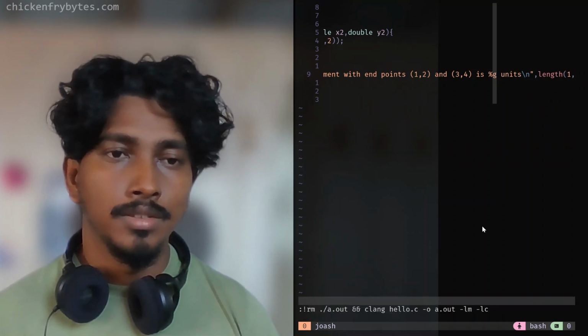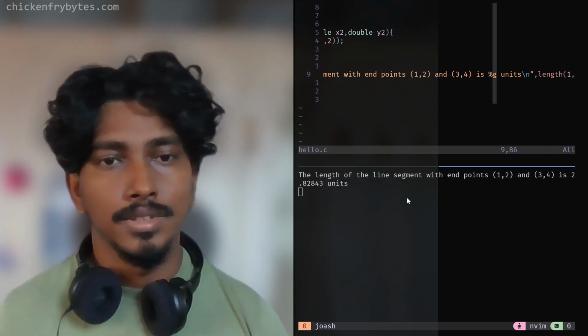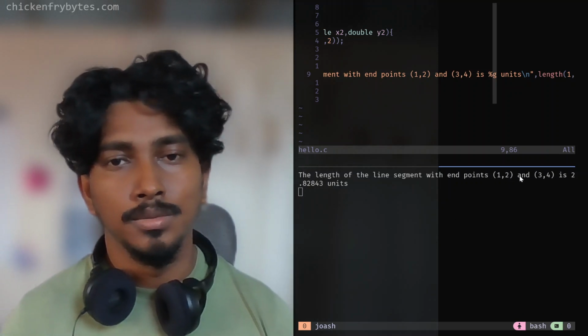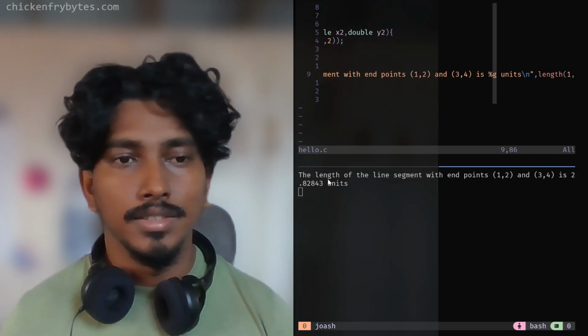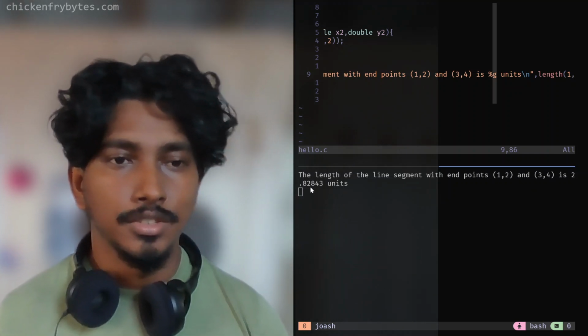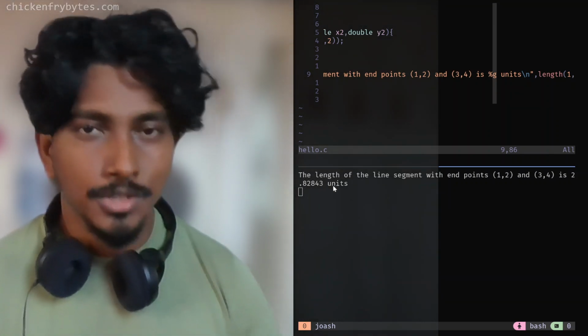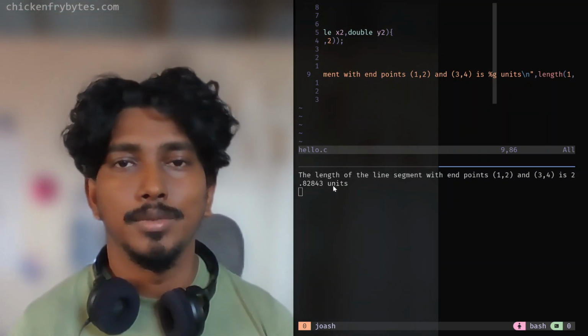So when we compile and run, the length of the line segment with the endpoints 1, 2, and 3, 4 is 2.828843 units. Or you can verify it with your calculator.